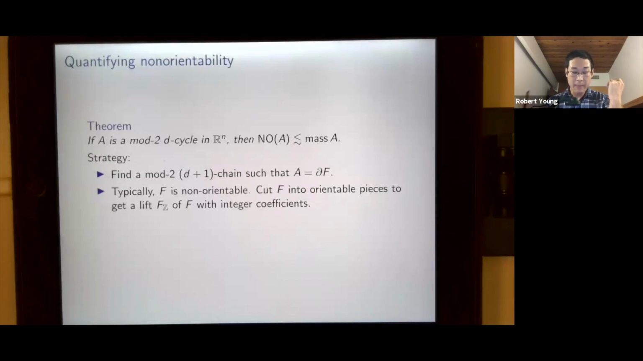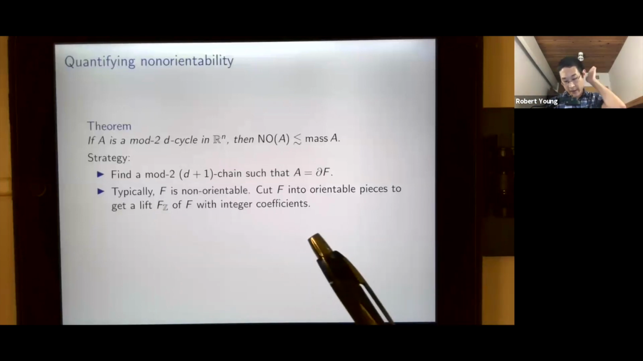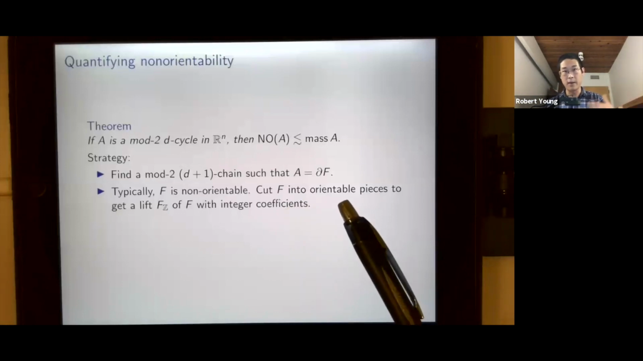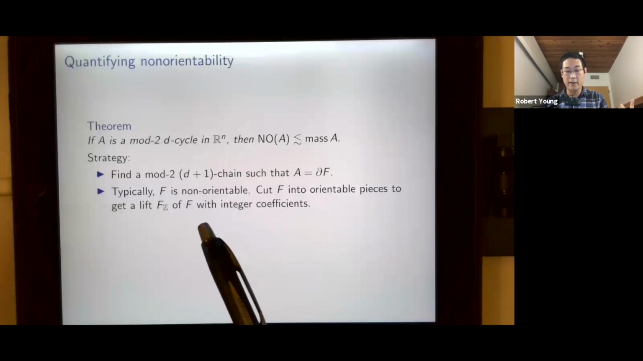That filling is typically non-orientable, because I started with something that might be non-orientable. The Klein bottle is a cylinder with the ends glued together by a twist. I can fill that with a mod 2 d+1 chain by taking a solid cylinder and then gluing the ends together with a twist to get a twisted solid torus. That's going to be my F. Like I said, typically this is going to be non-orientable, but we can cut that twisted solid torus into orientable pieces, in this case just a ball, to get a lift of F with integer coefficients.